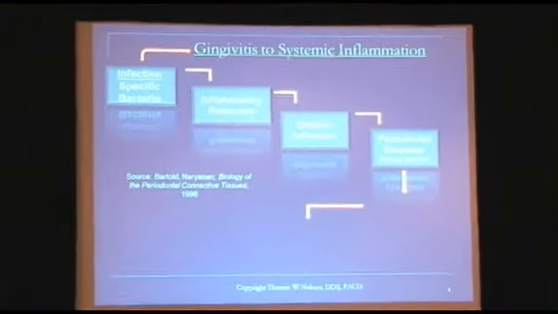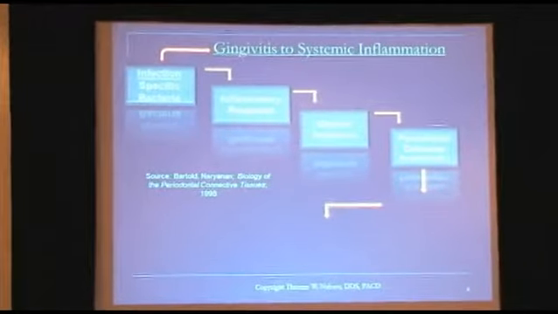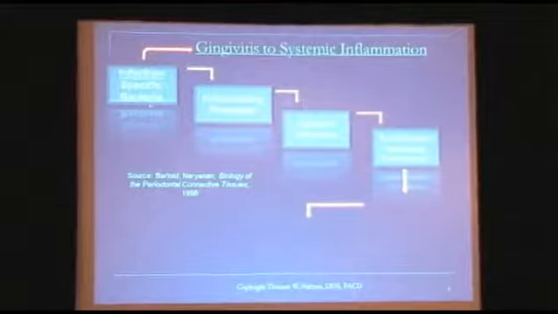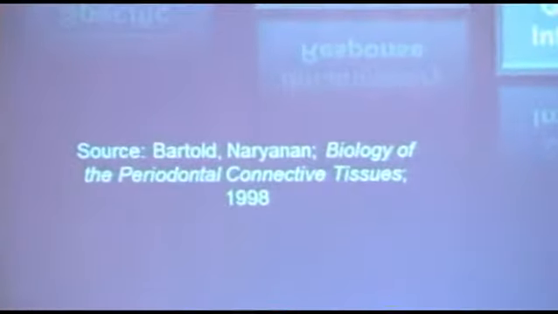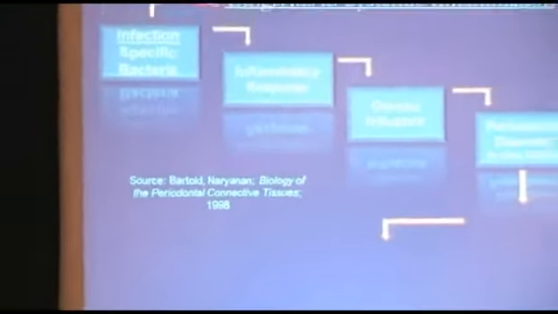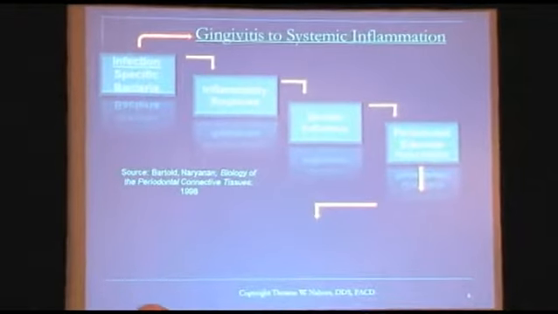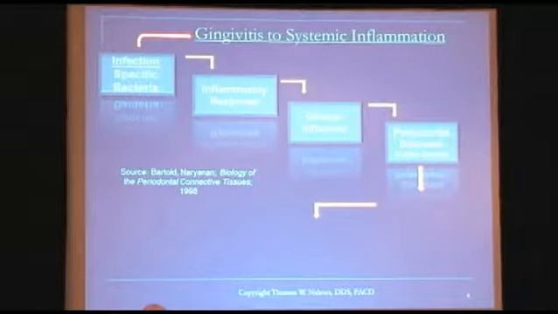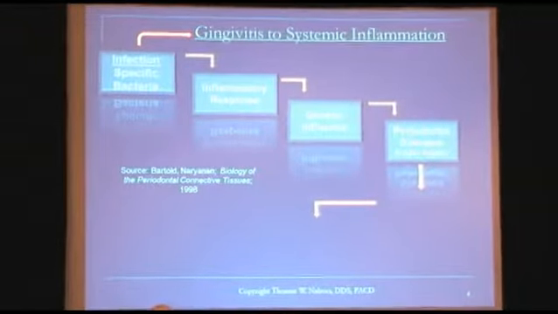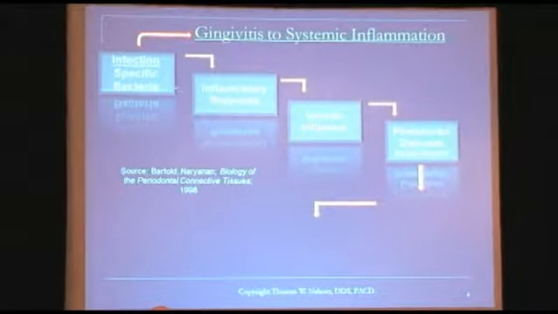Now, the point that Drs. Narayanan and Barthold stated was that all periodontal diseases, including gingivitis, begin with a bacterial infection. The second point that they make is that there is an inflammatory response and that all individuals are affected and influenced by their own genetics. And of course, there are epigenetics that are involved in the process. So there is a series of events that occur before we end up with pocket depths.